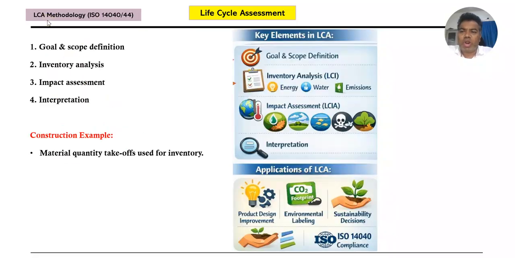Here we have the LCA methodology, ISO 14040 and 14044. In this LCA methodology, we have four main categories. In the next lecture, I will define each of these four, but here you can just see the names. First is goal and scope definition. Second is inventory analysis. Third is impact assessment. Fourth is interpretation. A construction example is material quantity takeoffs used for inventory.